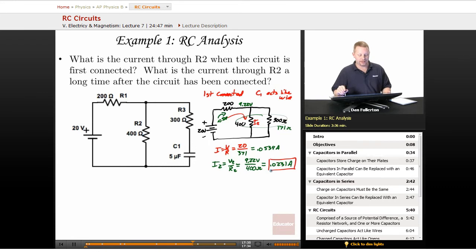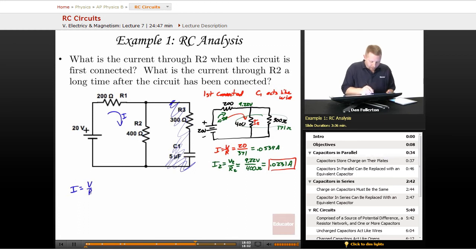How about after the circuit has been connected a long time? At that point, C1 is no longer acting like a wire, it's acting like an open. So let's go analyze that down in this bottom left region. When that acts like an open, that means this whole branch has no current flowing through it. We can ignore all of that. That becomes a nice simple series circuit. So the current flowing through R2 at that point is going to be the total current in the circuit, which is V over R, 20 volts over our equivalent resistance. We've got two in series now, 200 plus 400, or 600 ohms, for a current of about 0.0333 amps.